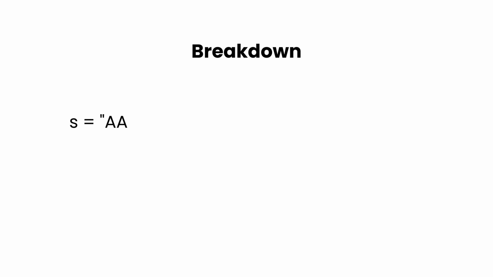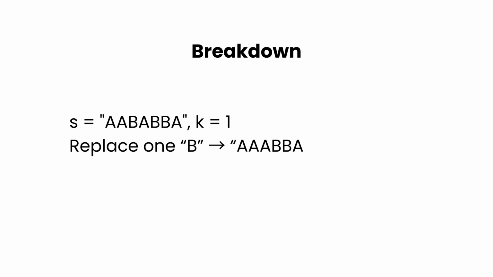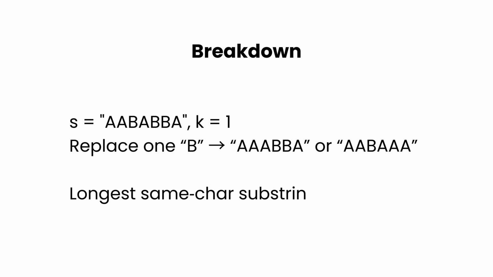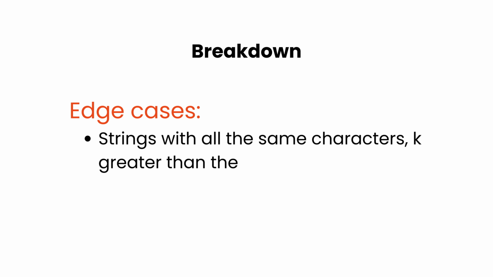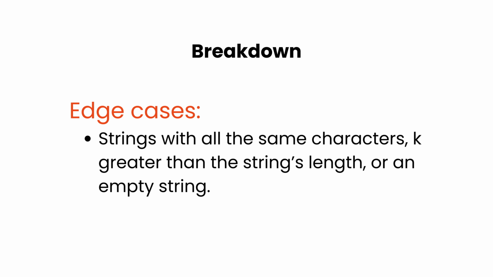For example, in AABABBA with k equals 1, you can replace one B to get AAAABBA or AABBBBA, making a substring of length 4. Edge cases: strings with all the same characters, k greater than the string's length, or an empty string.